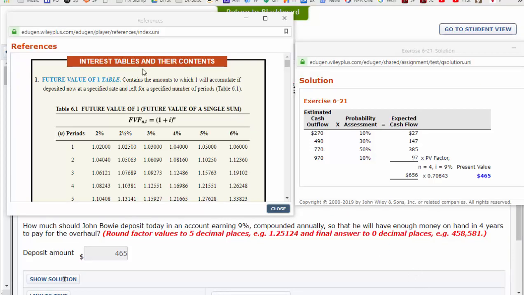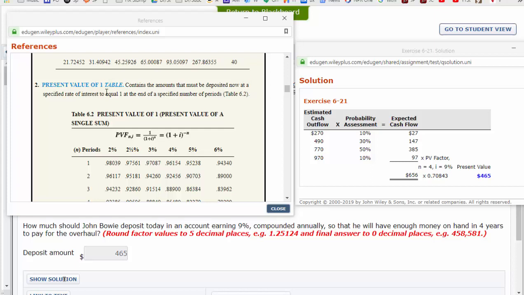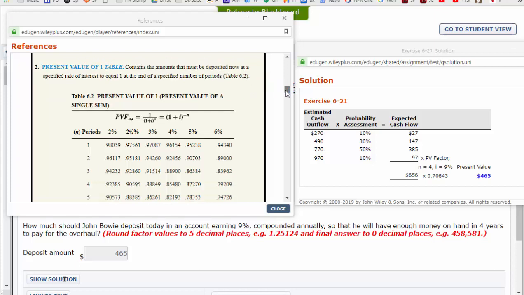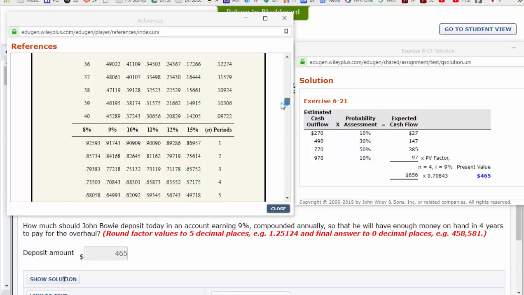Okay, so now I've put the interest tables available. The first one is the future value of $1. Now, we're not interested in the future value of $1. We're interested in the present value. So if I slide on down, we get to the present value. We're going to look for 9%, for 4 periods. So if I go to 9% right there, and for 4 periods, and I find where they cross, where they meet, there's our 0.70843. So that's the factor that we should use. Okay, so we multiply the 656 times the 0.70843, and we come up with the 465.